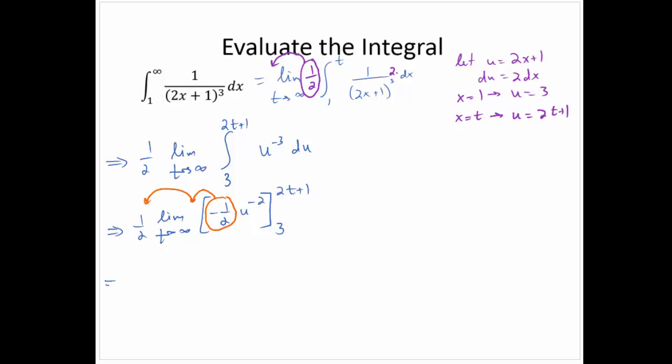So then we have negative 1/4 limit t approaching infinity, and now making the appropriate substitutions, I would have 2t plus 1 to the negative second power minus 3 to the negative second power. All right, so now let's focus. Now 3 to the negative second power, that's just 1/9. But that 2t plus 1 to the negative second, let's focus on that.